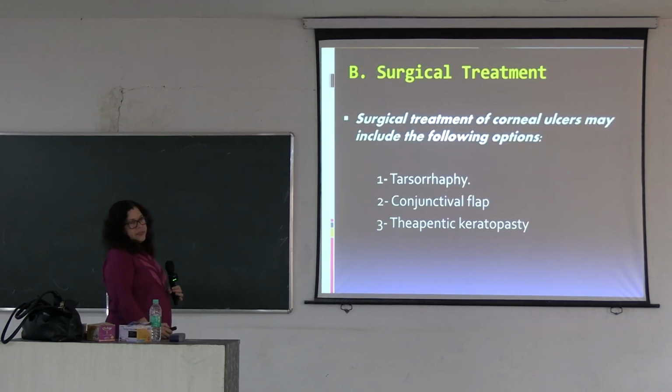Then surgical treatment. There are three types of surgical treatment. First is tarsorrhaphy, second one is the conjunctival flap, and the third one is therapeutic keratoplasty. What is tarsorrhaphy? It is given in case the patient has lag ophthalmos. Lag ophthalmos means inability to close the eye properly during sleep hours. This is called lag ophthalmos.